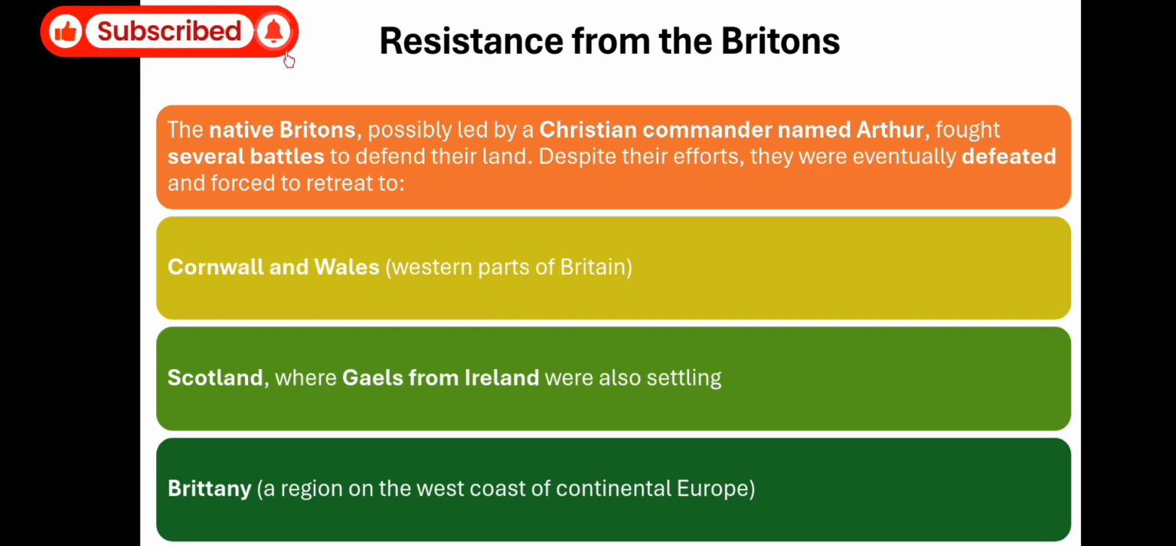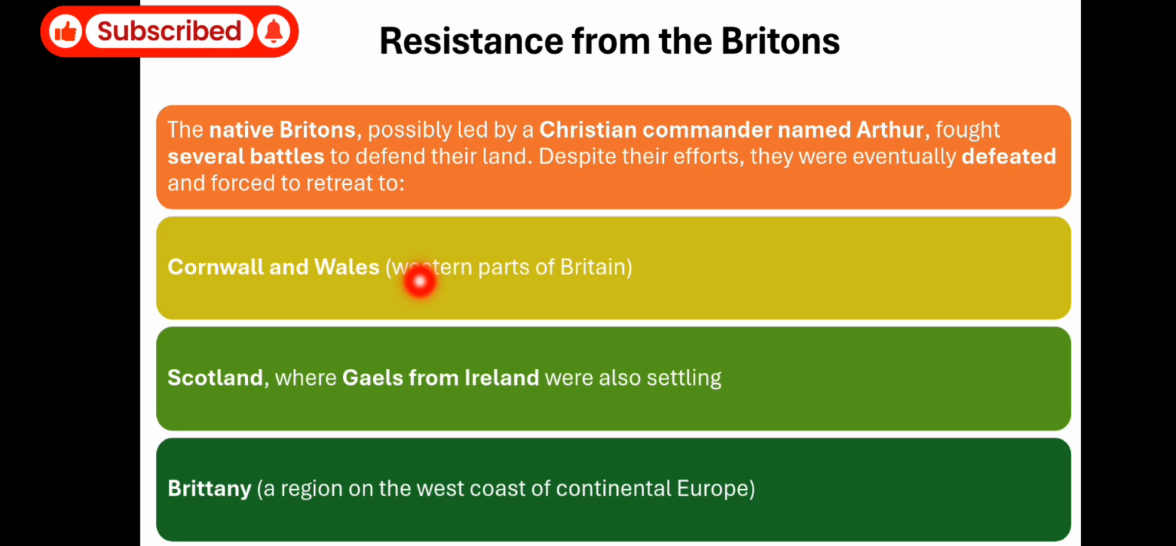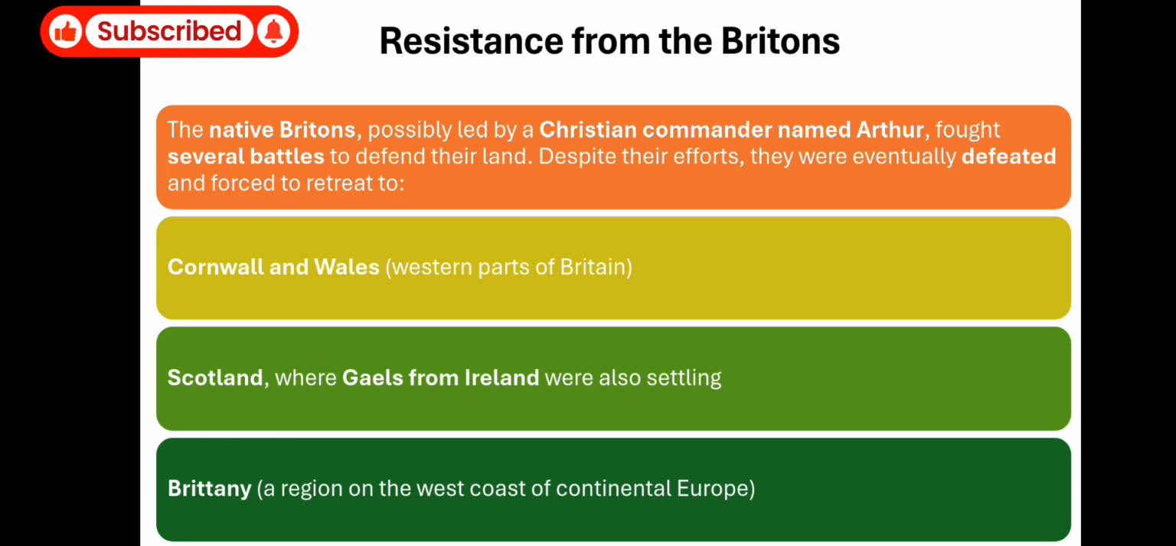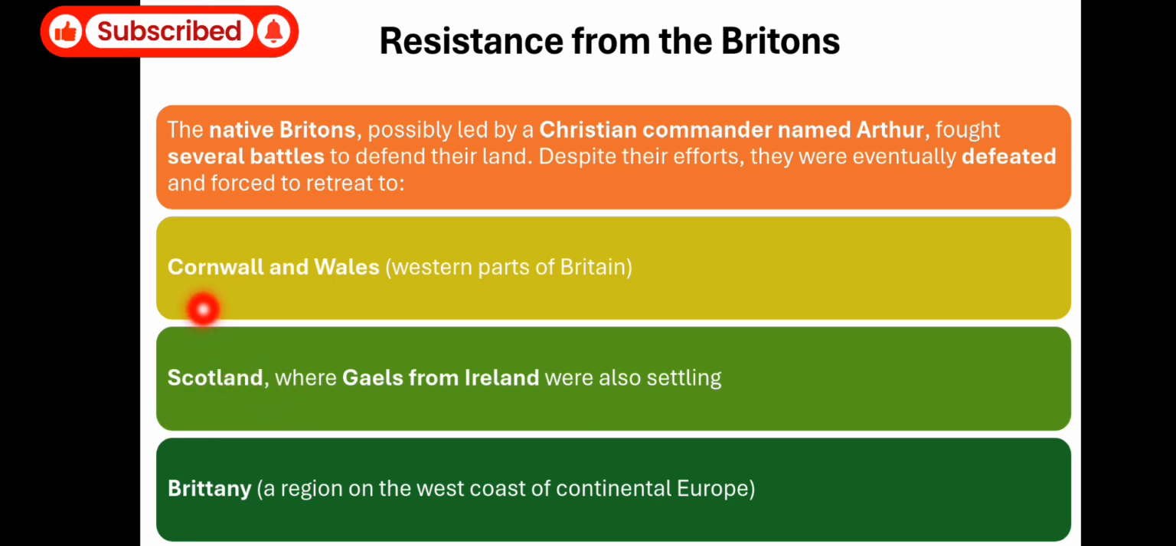Retreated means they moved back to escape. So these Britons escaped to different parts of Britain and elsewhere. For example, they retreated to Cornwall and Wales, the western parts of Britain. They moved to Scotland, where Gaels from Ireland were also settled, and they moved to Brittany, a region on the west coast of continental Europe. So they retreated to Brittany, Scotland, Cornwall and Wales, right?